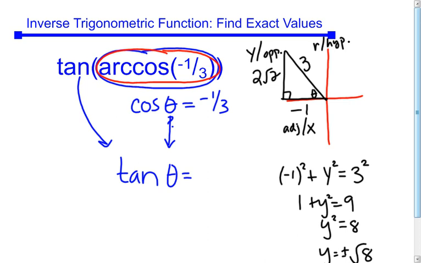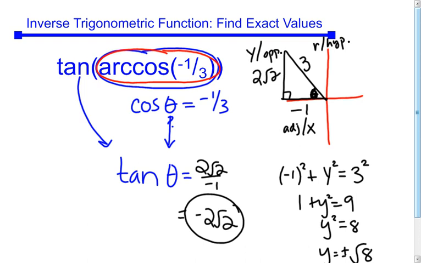So my goal in this problem, once again, is to figure out tangent at whatever angle this is. And I don't know what angle it is. I know it's somewhere between 90 and 180 degrees. I don't know what angle it is, but I have enough information to find tangent at that spot. And tangent will be opposite over adjacent, or y over x. And so it will be 2 root 2 over -1, or -2 root 2. Okay?